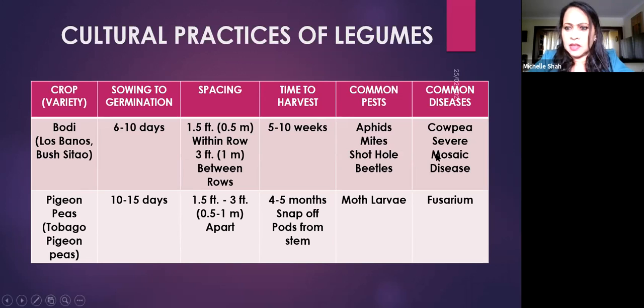Pigeon peas, with the Tobago pigeon peas in this case, sowing to germination takes 10 to 15 days, and the spacing is 1.5 feet to 3 feet apart. The time to harvest is 4 to 5 months, and the pods are normally snapped off from the stem when they are harvested. The common pests are the moth larvae, and the disease is fusarium.